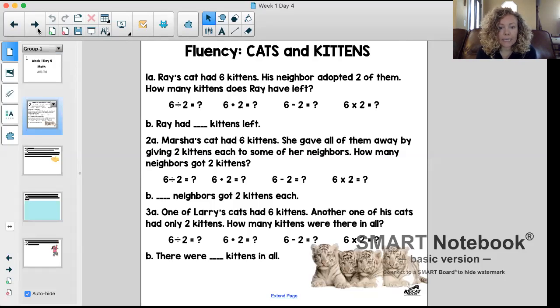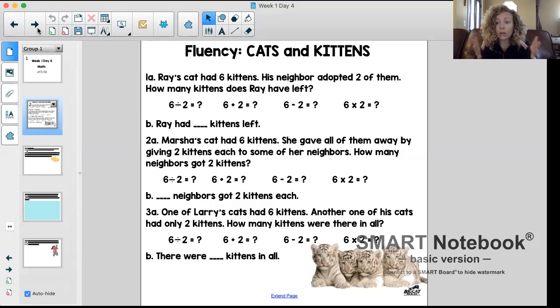2A, Marsha's cat had 6 kittens. She gave all of them away by giving 2 kittens each to some of her neighbors. How many neighbors got 2 kittens?